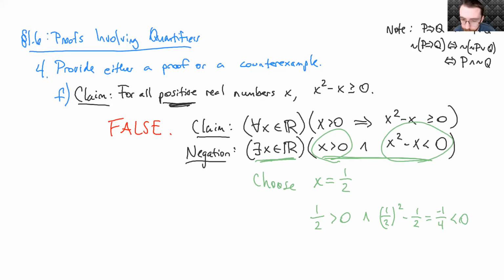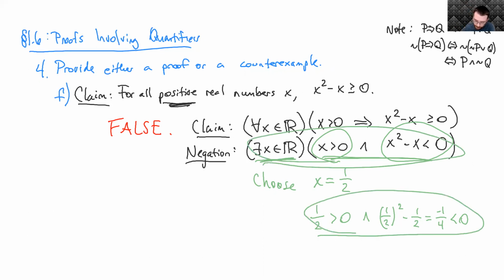Cool. So yeah, you could have picked any number between 0 and 1 inclusive, and that would have worked out. 1/2 was a nice one to work with. So that's really all you have to do. Maybe you could write a sentence explaining that. Say, if we choose the real number x equals 1/2, then both of these hold. Therefore, the negation of the statement is true. Therefore, the claim itself was false.